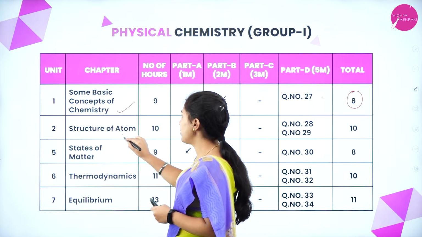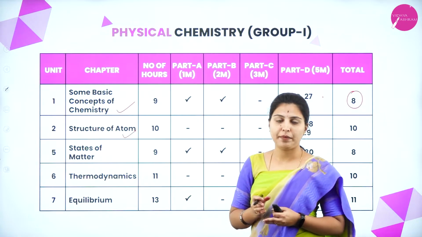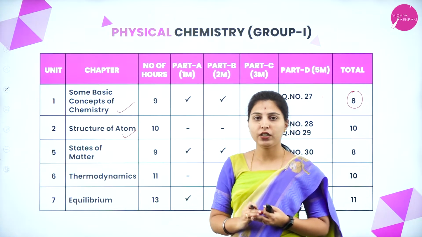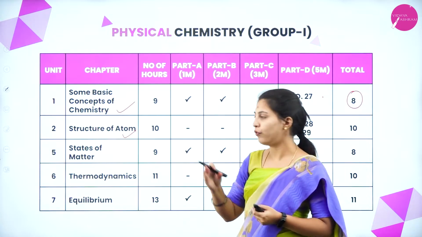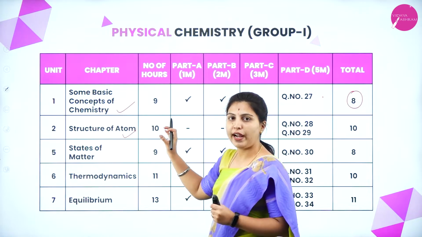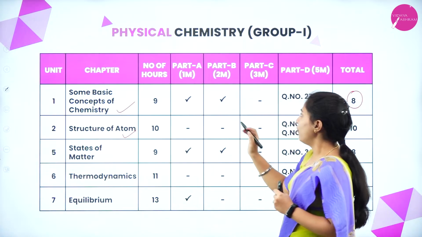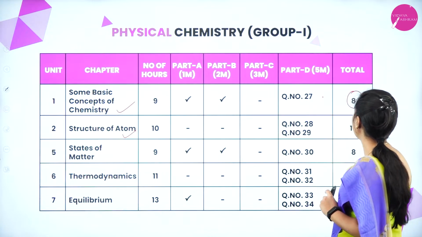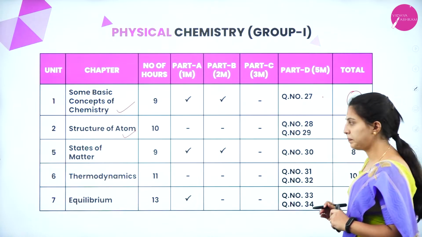Next chapter, structure of atom. In this chapter, the constituents of atom, how the atom was discovered, which scientists went through this experiment, like this the complete structure of atom will be seen. For this chapter, 5 marks, 2 questions will be allotted, total 10 marks.